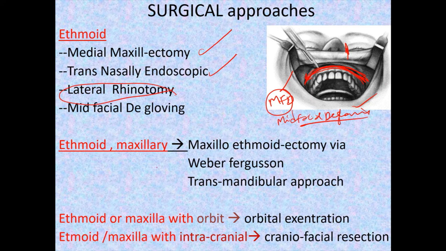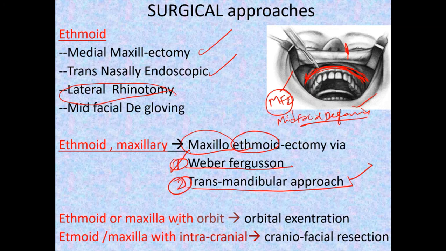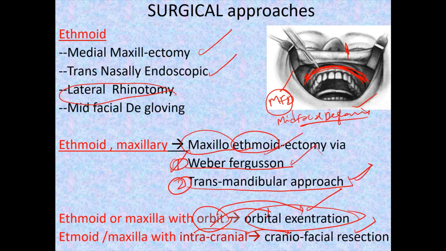Next class we will be completing this one. For maxillary ethmoid tumors, you have to go for maxilloethmoidectomy via the Weber-Ferguson incision or the transmandibular approach. If the ethmoid and maxilla are involved with the orbit, you have to go for orbital exenteration. If it is going intracranially, you have to go for craniofacial resection. So the complexity is increasing.